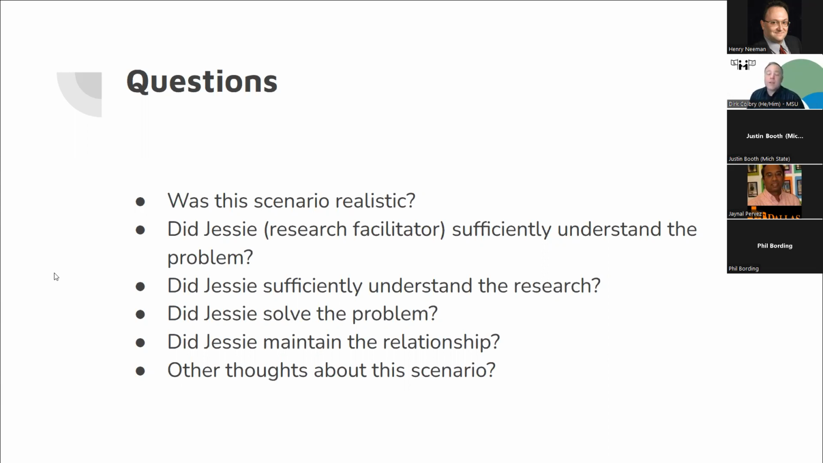Getting what the user or the researcher wants is always important. Whether you're able to actually provide what they want is a different issue, but actually understanding the problem and understanding what they need to solve their problem is the important part. Any other thoughts that anybody wants to share?